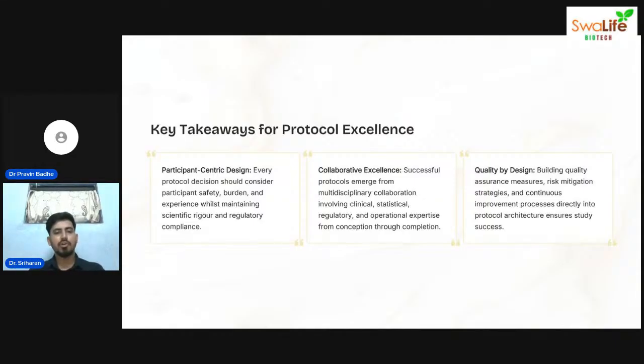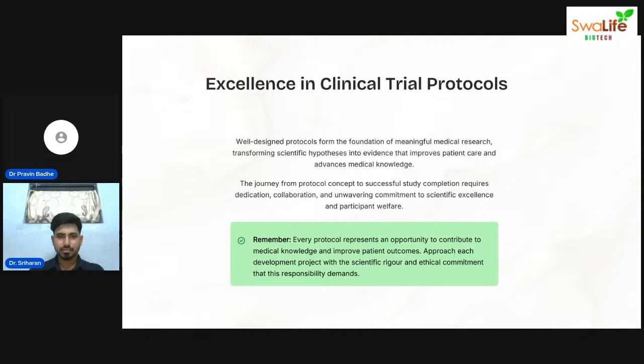You may know about patient-centric design, what a participant-centric design should be, and you also know about collaborative excellence while doing the protocol, and quality by design, how quality is built in while doing the protocol. These are the takeaways from today's basic clinical trial protocol session. Excellence in clinical trial protocol.